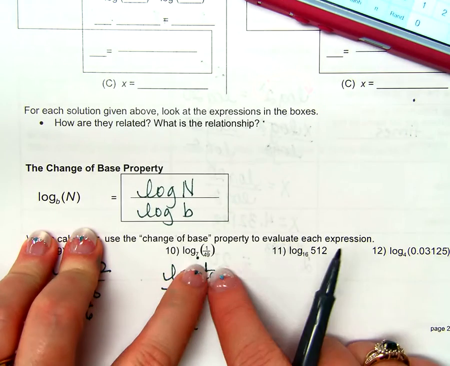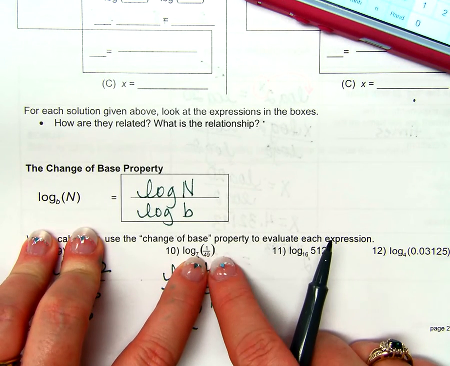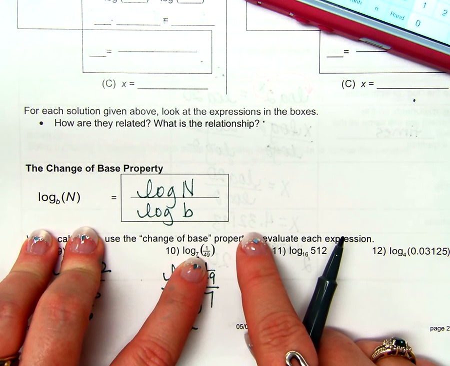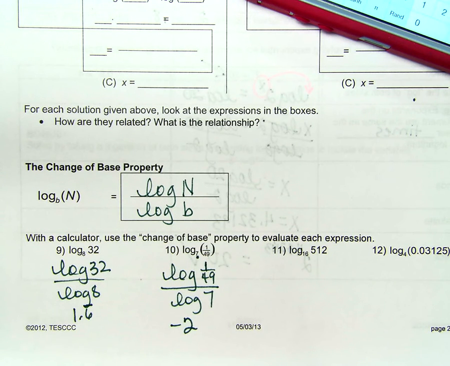What if I rewrote this in exponential form? 7 to what power equals 1 over 49? 7 to the second power equals 49. What do I have to do to the exponent to make it 1 over 49? I have to make it negative. Okay? Any questions about that?